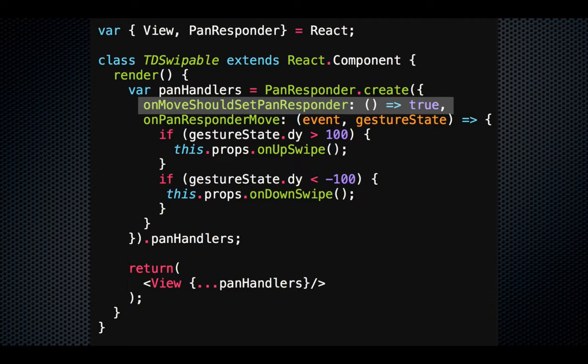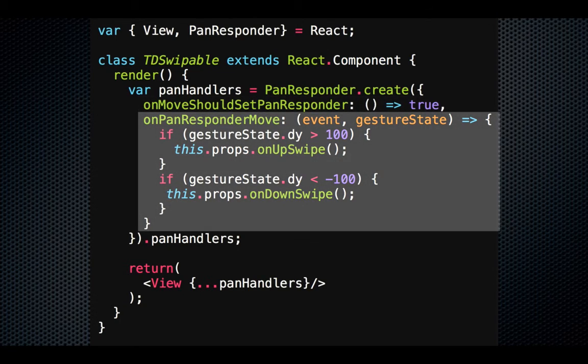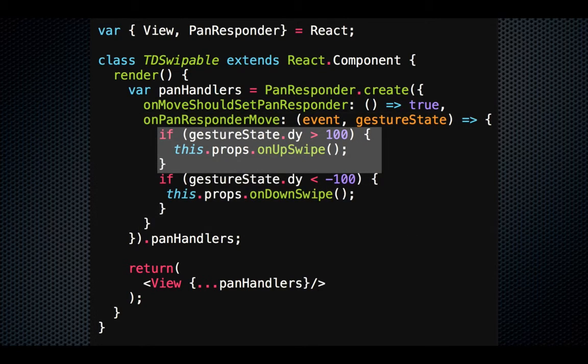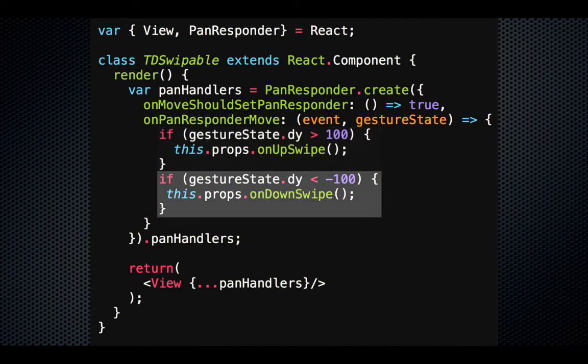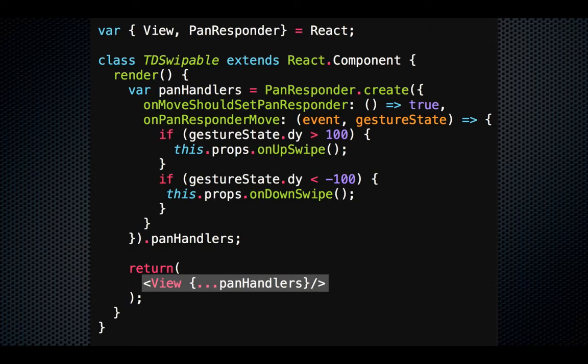In this case, we're saying, yes, we do want to respond to this sort of touch event if it kicks off. And when a pan movement happens, we're going to see if it's panned up 100 pixels, and if so, we'll call that an onUpSwipe. And if they pan down 100 pixels, then we'll call it a down swipe. Then all that we need to do is take the properties that are generated for us automatically by the PanResponder and pass them into the view, and that's pretty much it. It will deal with detecting those swipes and calling our appropriate callbacks.